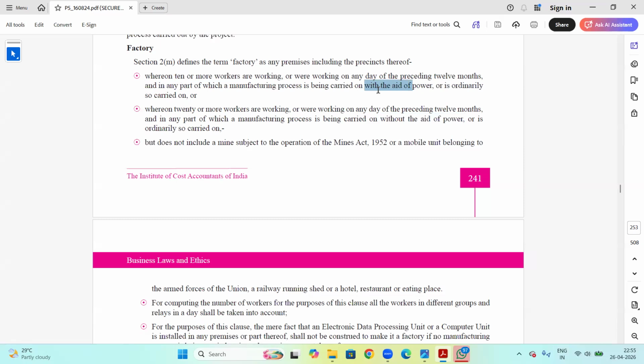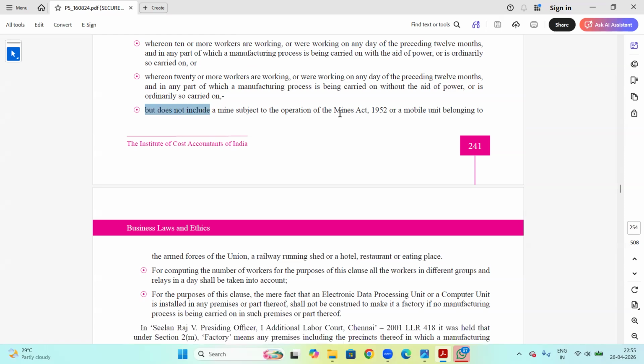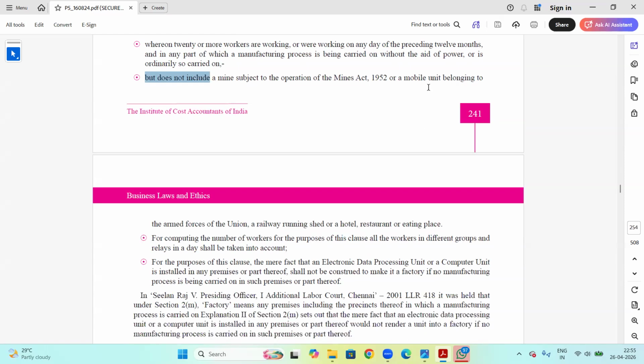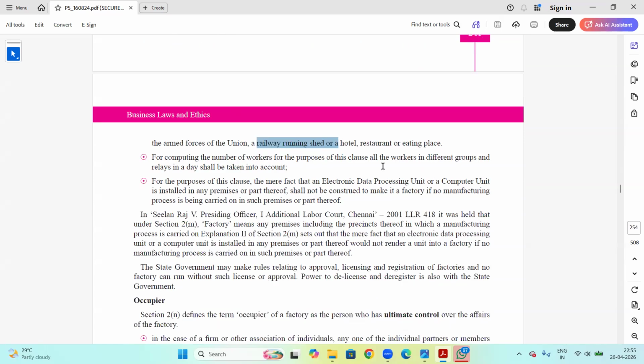So if there is aid of power, a minimum of 10 people are working. Without aid of power, a minimum of 20 people are working. Then that establishment comes under the purview of a factory. With the exemption, it will not include a mine under the Mines Act, a mobile unit belonging to the armed forces, a railway running shed, a hotel, restaurant, and eating places.